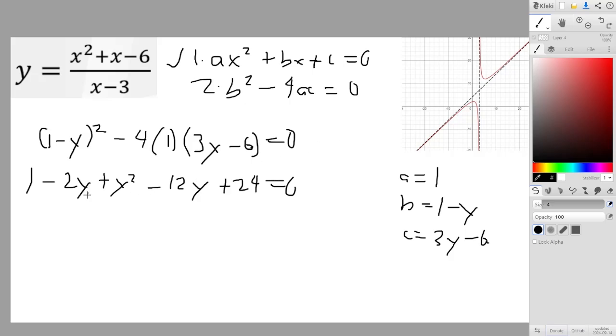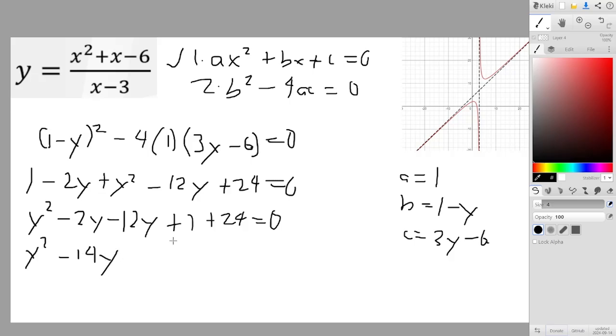So, same as before, we'll just have to group like terms. So we have 2y, negative 2y and negative 12y over here, right? And then 1 and 24 over here. And then combine like terms. So negative 2y minus 12y. This becomes negative 14y. And a 1 plus 24 becomes 25.